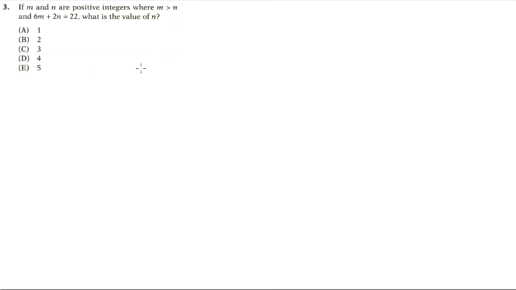If m and n are positive integers, where m is greater than n, and 6m plus 2n equals 22, what is the value of n? Well, if we solve one for the other, 6m plus 2n equals 22. 6m equals 22 minus 2n. We divide all of that by 6.